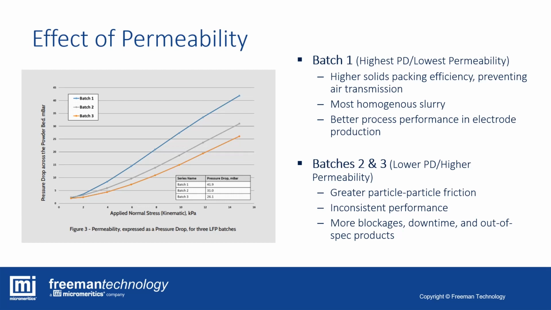We can once again establish quality control criteria for pressure drop values during permeability testing, which allows us to predict whether incoming materials will form homogeneous slurries and produce high yield in battery production.